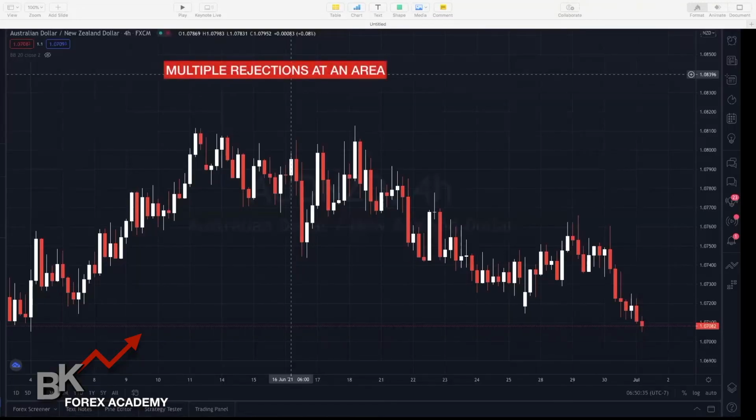Now we have the Aussie New Zealand dollar 4-hour chart here. So we're going to show you first the multiple rejections. We're going to go through the step 1 through 5 here, the multiple rejections. So before I go ahead and show you, I want you to just look at this chart here and see if you can easily eye your support and resistance zones. There could be more than one. I'll point out 3. So just kind of look at it. And you should be able to look at it and identify it easily.